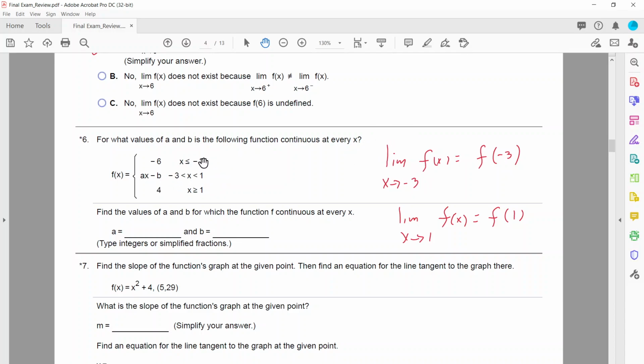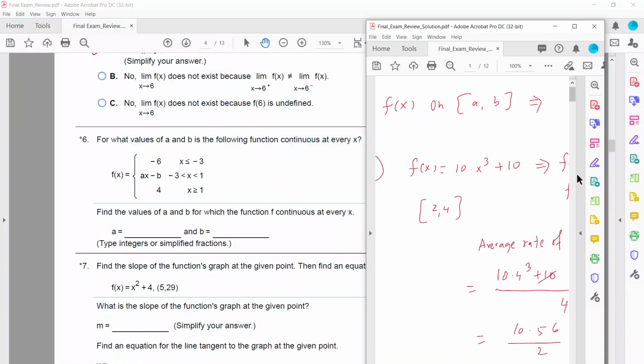So for the -3 case, you can see that the left hand limit and right hand limit of the function can be calculated by using this middle part. For when x approaches 1, the left hand limit of the function can be calculated by using the middle part. So I'm going to use that thing here.